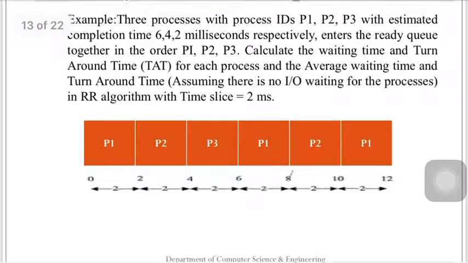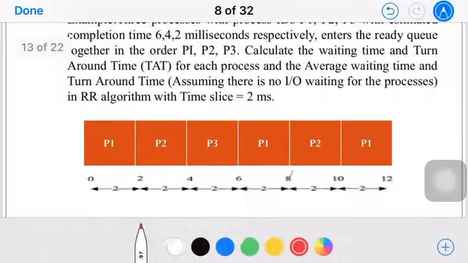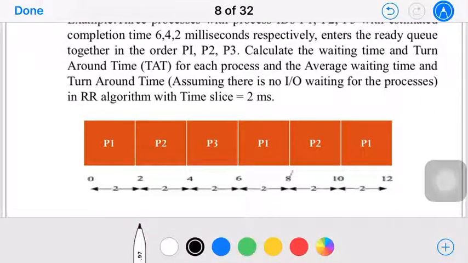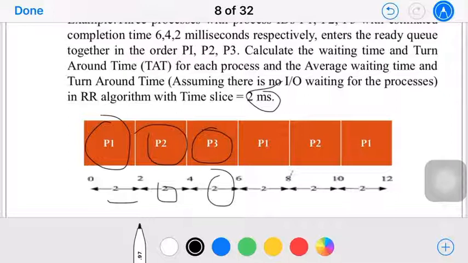So let's see this. Here you can easily observe P1 is first. P1 will come for execution, and how much time will it get? 2 milliseconds, because that is the time slice given. So for 2 milliseconds P1 will get executed. After that, P2 will get 2 milliseconds to execute. Then P3 will get 2 milliseconds. But now P3 is over because the time required for P3 is 2. So P3 finishes here.